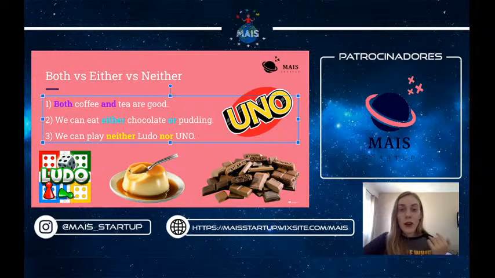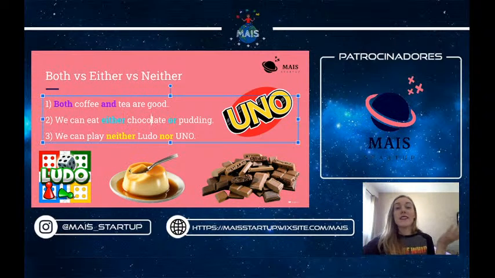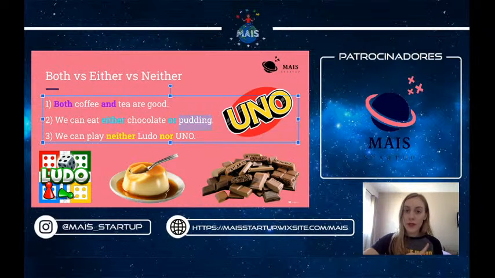So how's the structure? Either, first option, or, and then second option. So when you use either, you're talking about one of the options. You have many options, but you have to choose one.